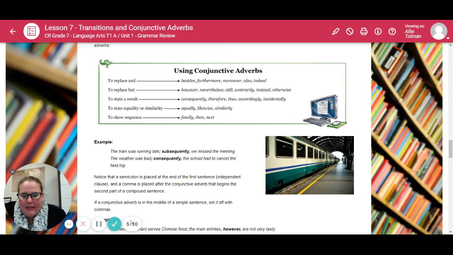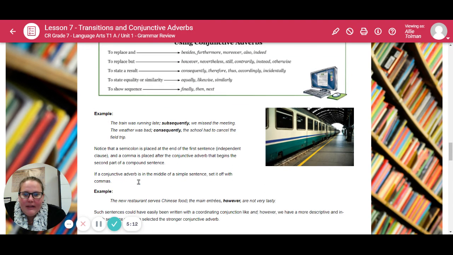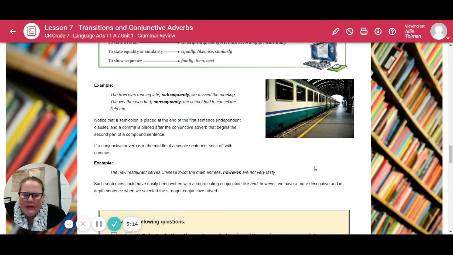Here's an example. The train was running late. Subsequently, we missed the meeting. The weather was bad. Consequently, the school had to cancel the field trip. Notice that a semicolon is placed at the end of the first sentence, an independent clause, and a comma is placed after the conjunctive adverb that begins the second part of the compound sentence.